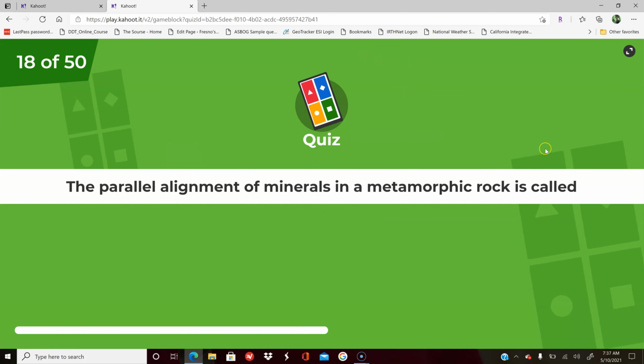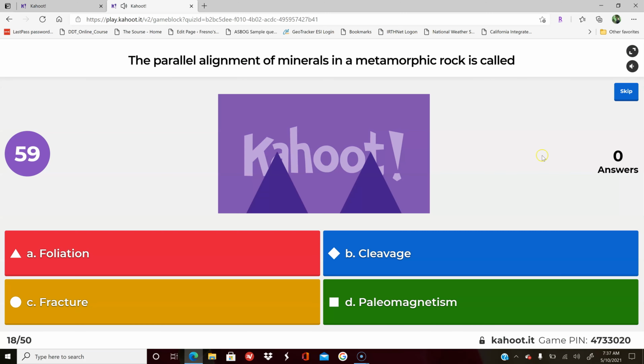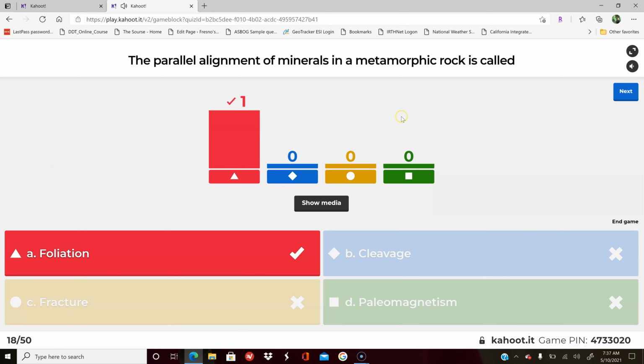The parallel alignment of minerals in a metamorphic rock is called foliation, cleavage, fracture, or paleomagnetism. This is foliation. So when minerals in a metamorphic rock are lined up parallel to each other, that is known as foliation. There's a video that you watched in lab of me taking some Play-Doh and sprinkles and showing you how that would be created in the heat and pressure environment.